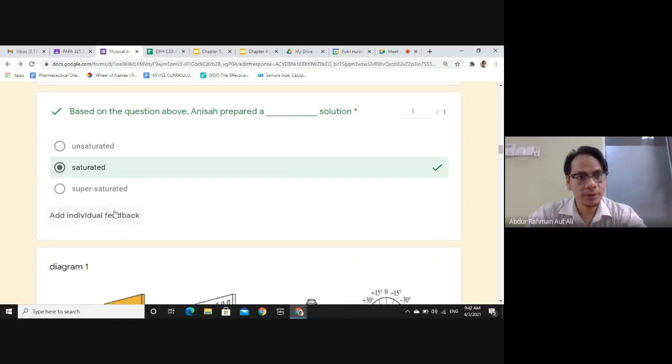Next question, in the question above, Anissa prepared what solution? The answer is a saturated solution, it cannot dissolve. If there is any solid that does not dissolve, that is a saturated solution.